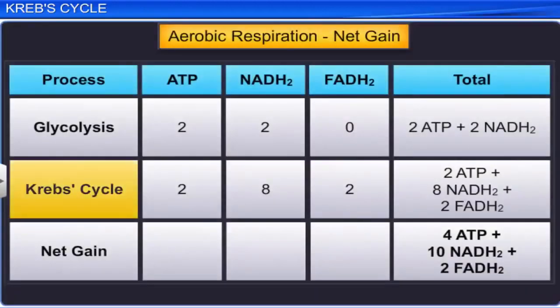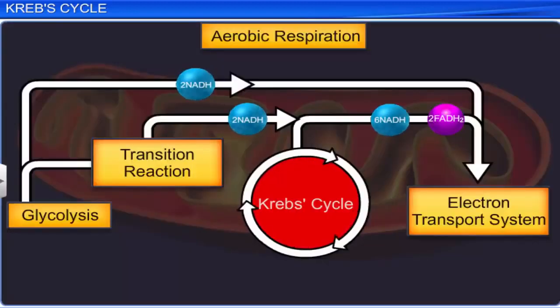The net gain of Krebs cycle in the conversion of 2 molecules of pyruvate is 2 molecules of ATP, 8 molecules of NADH + H+, and 2 molecules of FADH2. So far, the energy harvested has resulted in the direct synthesis of only 4 molecules of ATP. Further generation of energy as part of aerobic respiration takes place in the electron transport system or ETS.